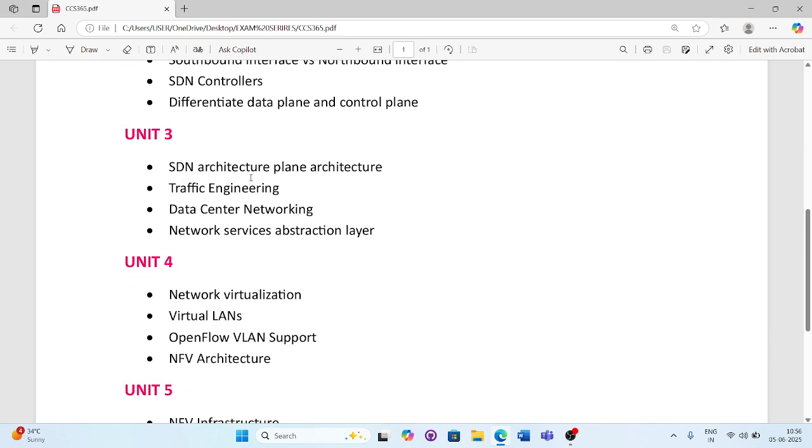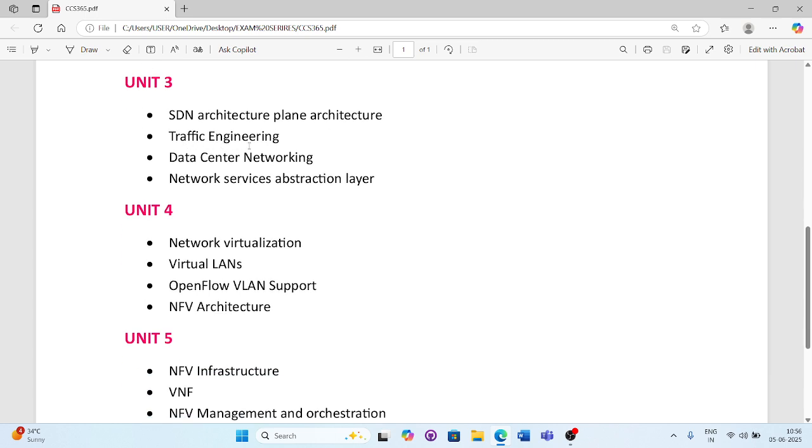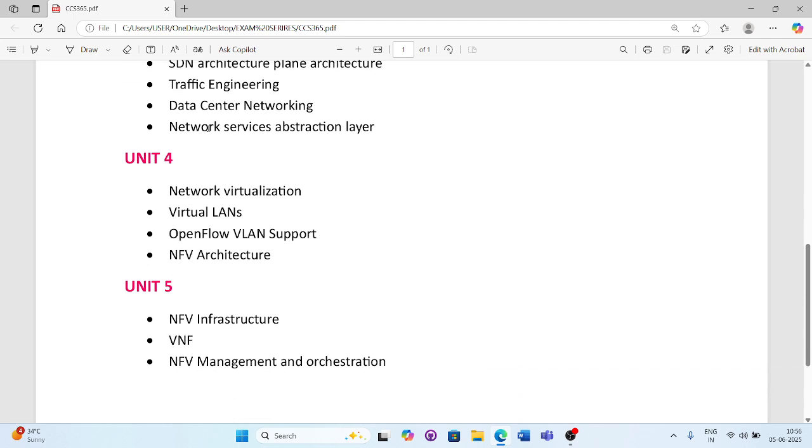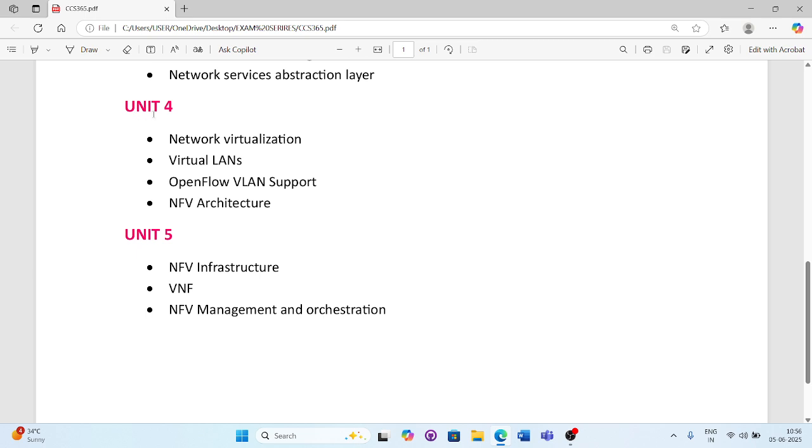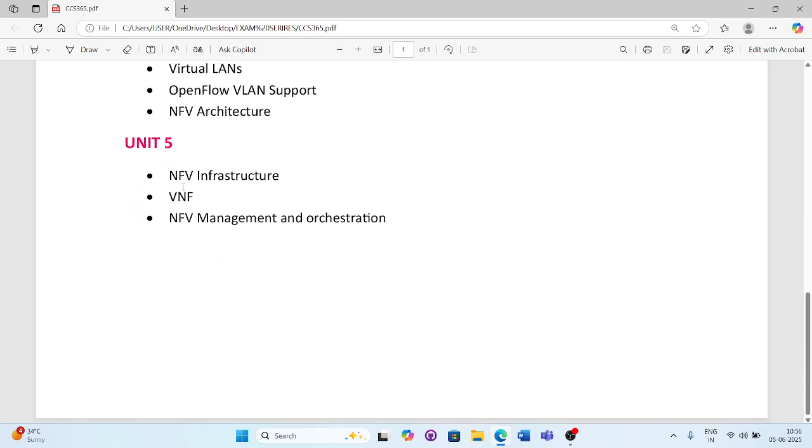From Unit 3 we have SDN plane architecture. So SDN architecture plane, and then we have traffic engineering, then we have data center networking, then we have network services abstraction layer. Okay, so here traffic engineering, SDN architecture, data center networking, all these are some of the most important questions. Then moving over to Unit 4, we have network virtualization, virtual LANs, OpenFlow virtual LAN support, and then NFV architecture. And finally in Unit 5 we have NFV infrastructure, then we have the VNF, then we have NFV management and orchestration.